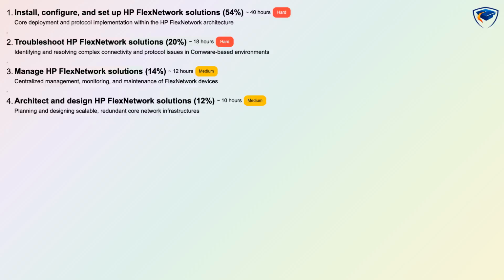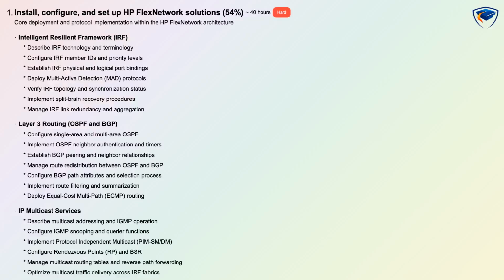I will summarize what each domain tests, the difficulty, estimated study time, assessment type, and the key topics you must master. Install, configure, and set up HP FlexNetwork solutions is the largest domain at 54%, labeled hard with 40 hours of estimated learning and assessed by hands-on plus conceptual tasks. You will learn IRF fundamentals including member IDs, priority configuration, physical and logical port bindings, MAD protocols and split brain recovery, along with verifying topology and synchronization and managing link redundancy.